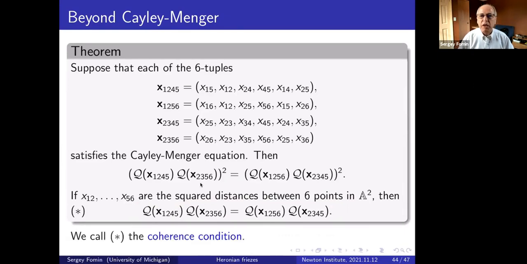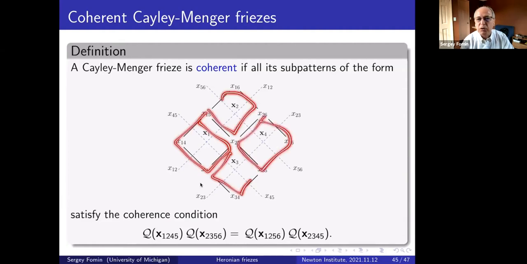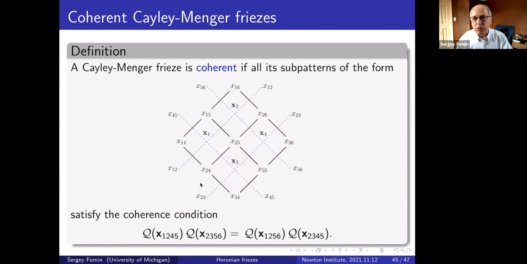So we call this condition the coherence condition. Now our Cayley-Menger Frieze is called coherent if whenever you take 4 diamonds, which are all next to each other, and they correspond to those 4 quadrilaterals that I showed you on the previous slide, the corresponding data will satisfy the coherence condition. Okay, so we want this equation. The square equals square equation already is automatic just from the Cayley-Menger condition, but we want more. We want the things to be equal to each other. Okay, and then we have a Cayley-Menger Frieze.